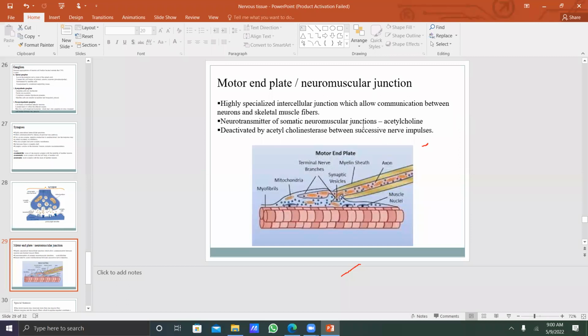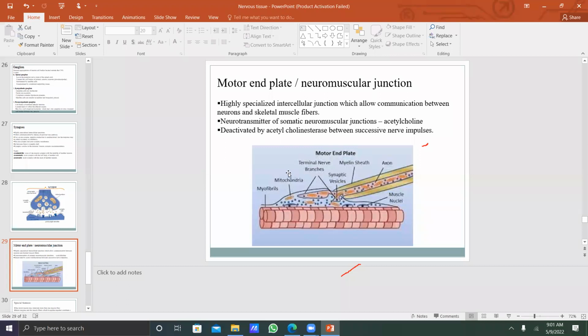So, the neurotransmitter of somatic neuromuscular junctions is acetylcholine. This neurotransmitter acetylcholine is deactivated by acetylcholinesterase between successive nerve impulses. This acetylcholine needs to be deactivated in between successive nerve impulses. Otherwise, the nerve fiber will be continuously stimulated.